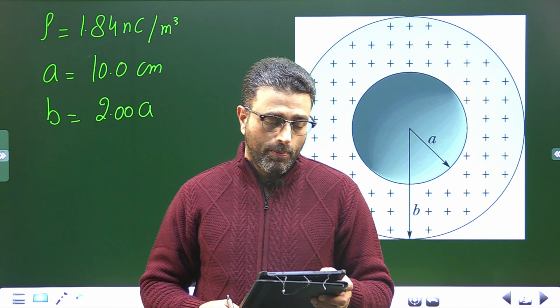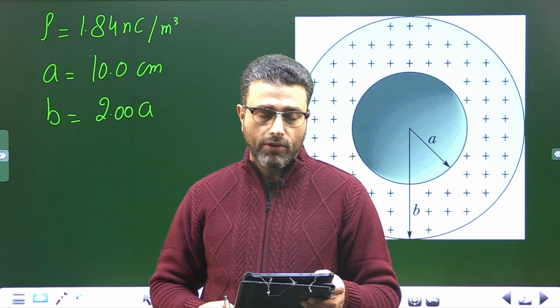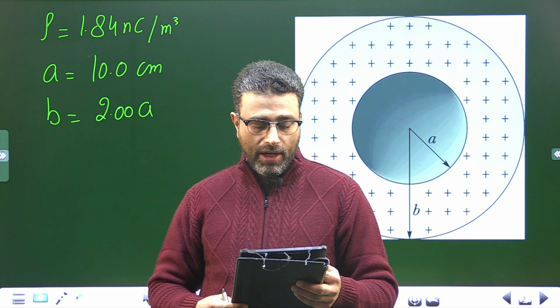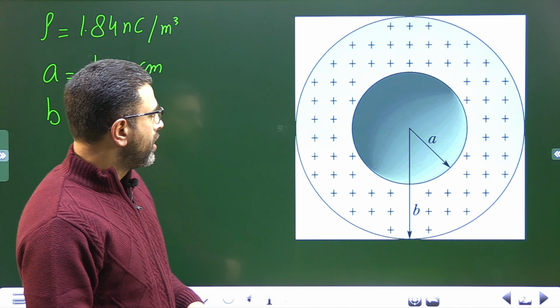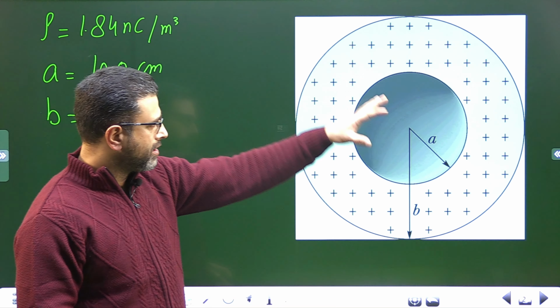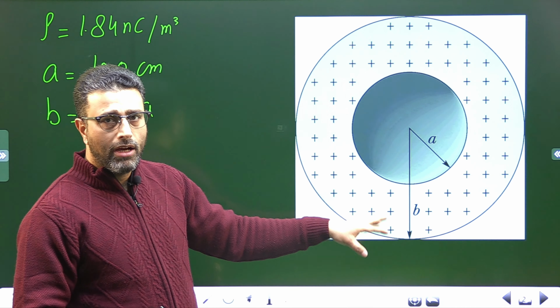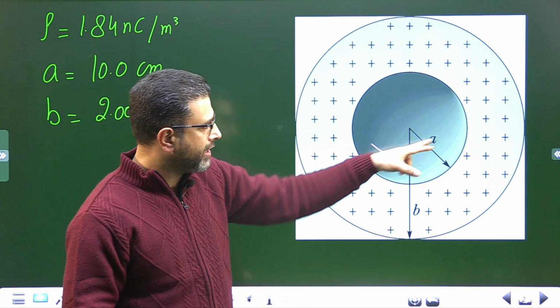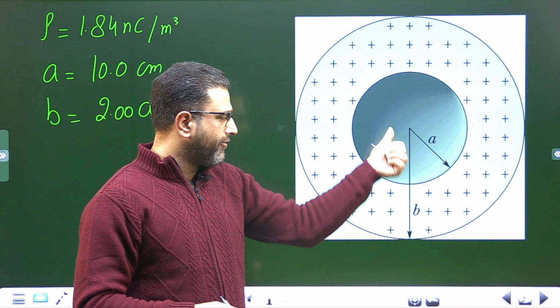Part A, r equal to 0, part B, r equal to A by 2, part C, r equal to A, part D, r equal to 1.5 times A, part E, r equal to B, and part F, r equal to 3 times B. So, we are given a charge system here. This is a spherical shell with an inner radius A, outer radius B, with uniform charge density, but only from A to B, not this, this is a cavity, nothing there. We are asked to find our field at different points.